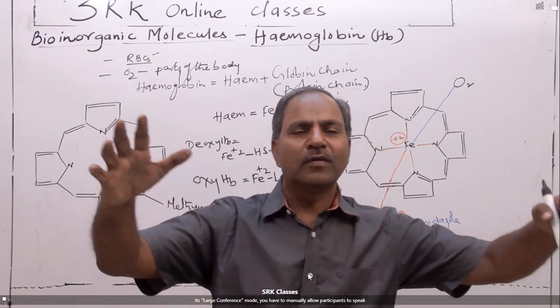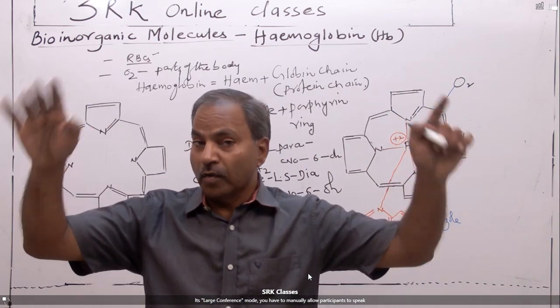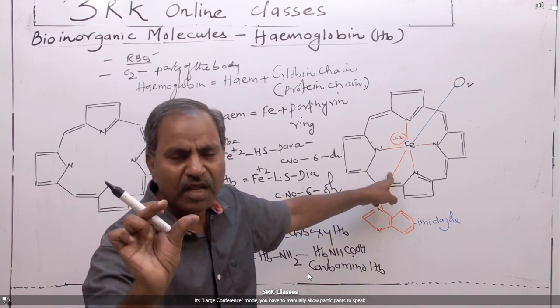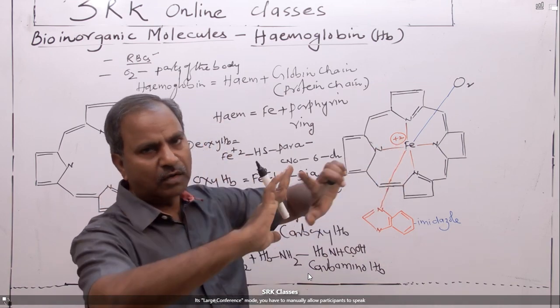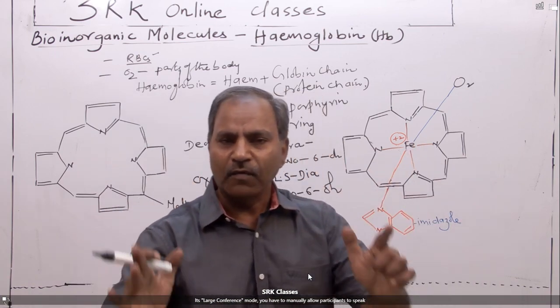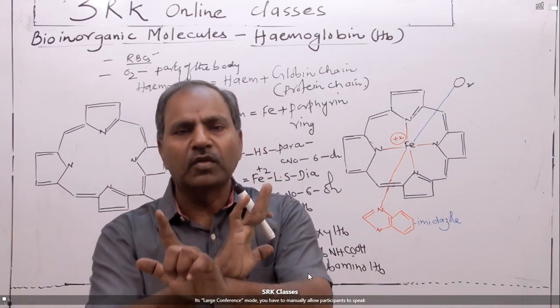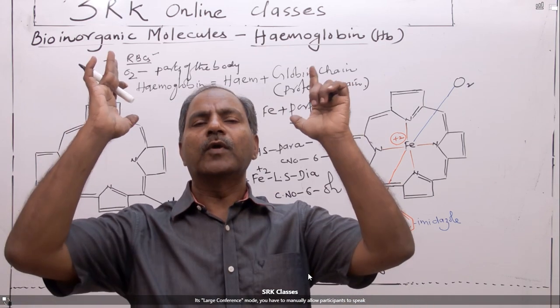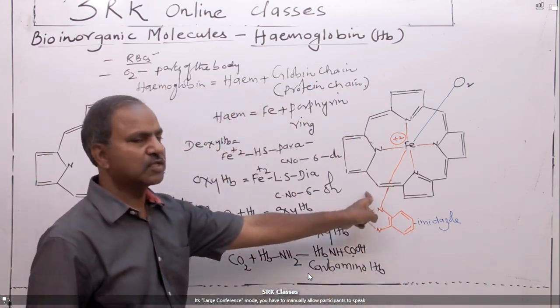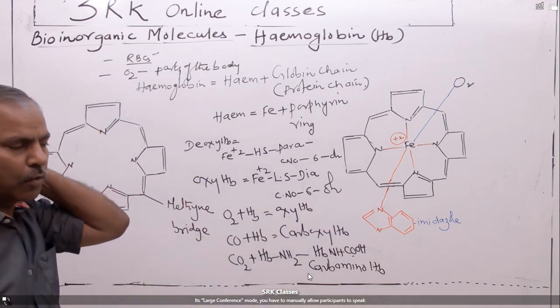Remember, hemoglobin is a complex molecule, moreover a tetramer. Just to make you understand the easy way, I have given only a skeletal structure, not the complete structure. This is the skeletal structure of hemoglobin as shown on the board.